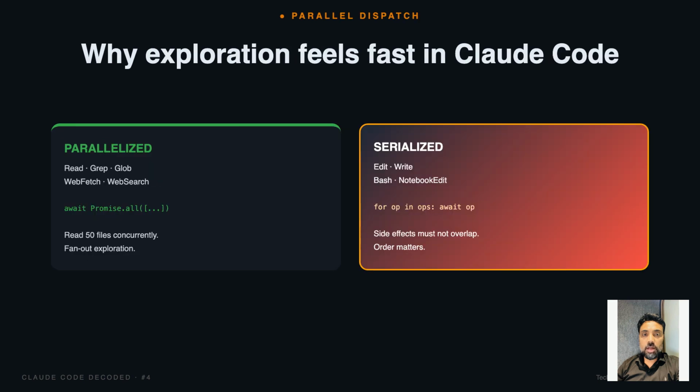WebFetch, this is the URL fetcher, accepts a URL and an optional prompt for content extraction, returns the page content, optionally summarized, permission tier read only. The interesting thing is the optional prompt parameter. You can ask Claude to extract specific information from a page rather than dumping the whole HTML. Useful for cutting tokens when you only need a small slice of a long page.